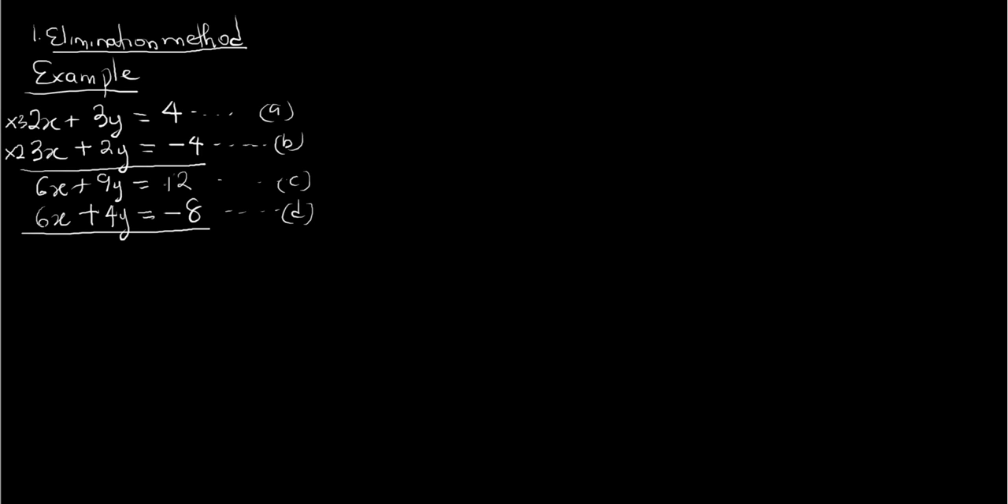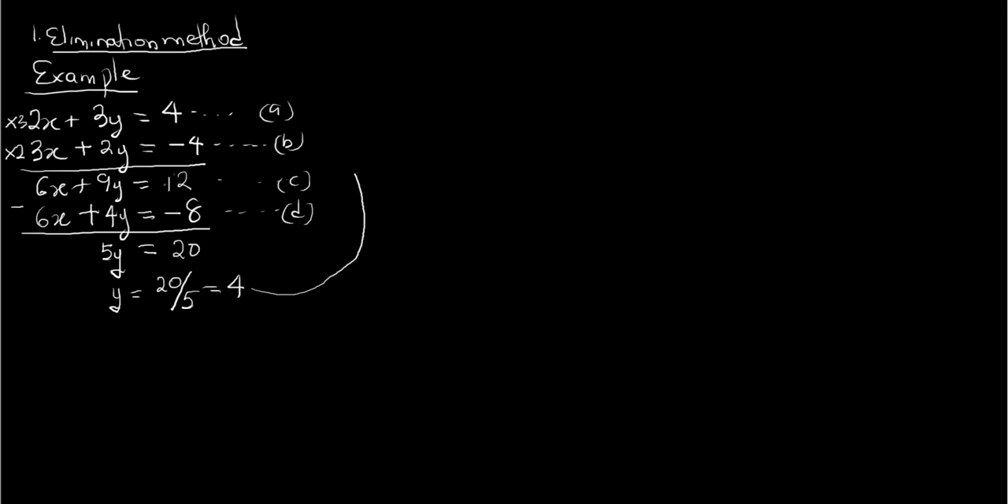Now at this point we can easily subtract these two equations. If we subtract, what do we get? 6x minus 6x gives us 0. We don't have to write it down. But 9y minus 4y gives us 5y is equal to 12 minus 8, which gives us 20. So if we solve that correctly, we should get y is equal to 20 divided by 5, which is going to give us 4.